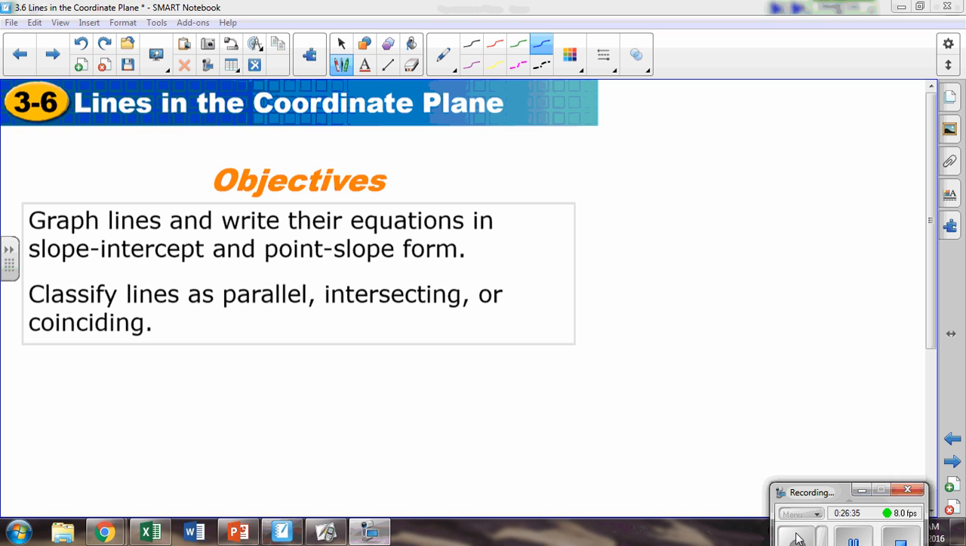And that takes us back to our objectives. We've seen how to graph lines, whether it's slope-intercept or point-slope. Both of them give you the beginning location with a point, and then slope you just have to count in the right direction to get more points and connect the dots. We saw that to classify lines, we would look at the slope, we would look at the y-intercept and see, based on conditions, parallel, intersecting, or coinciding.